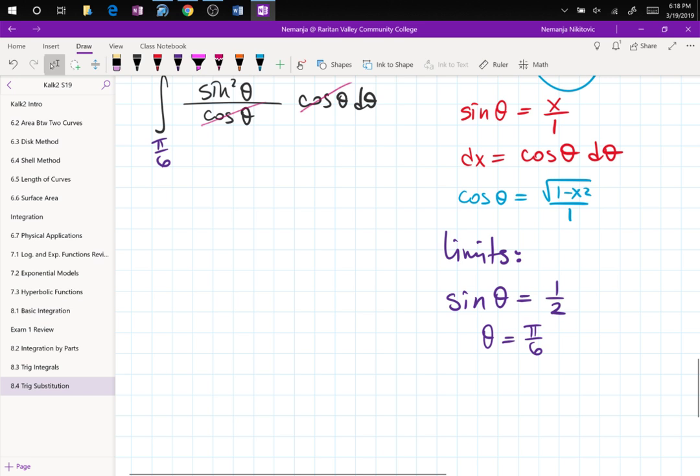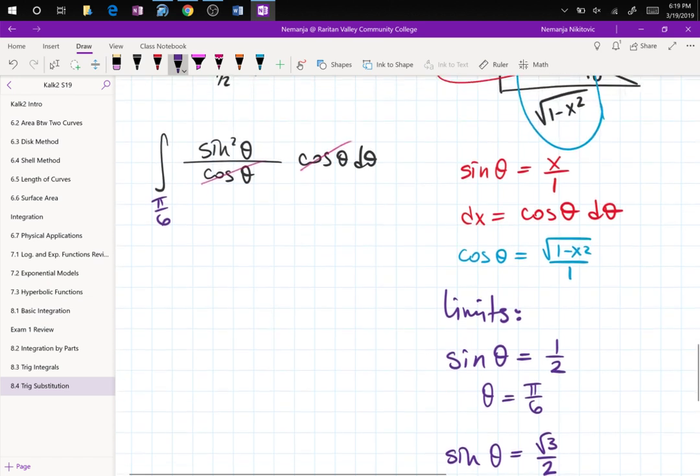It has to be in radians, otherwise calculations are not going to work out. It has to be radians. Sine theta equals √3 over 2. What do I get? Very good. So the limits are pi over 6 to pi over 3. What is the advantage of changing limits? We do not have to use inverse trig to go back to x. We can just plug in these numbers in whatever answer we get, and we're done.